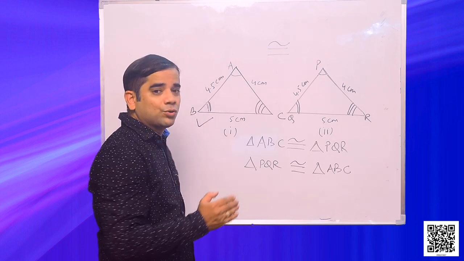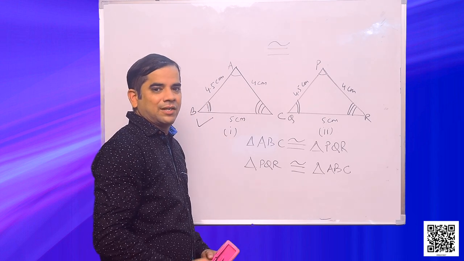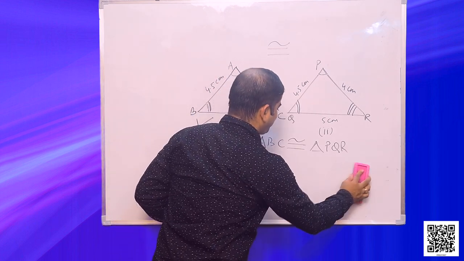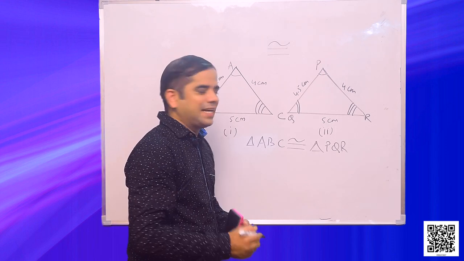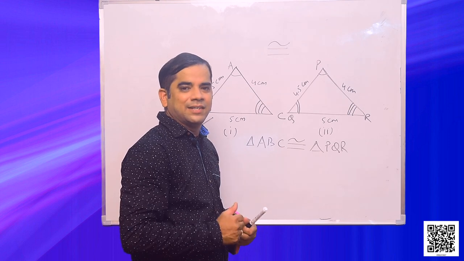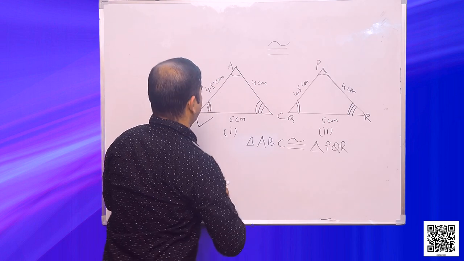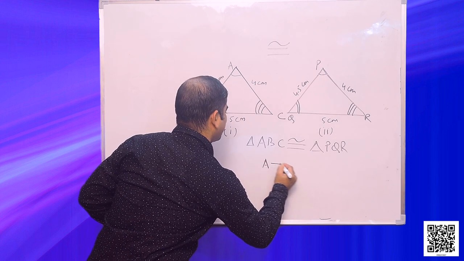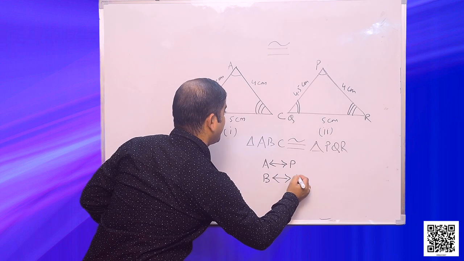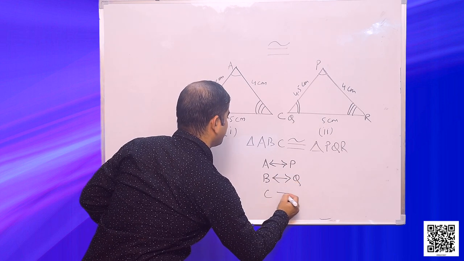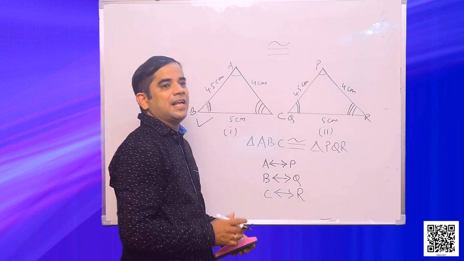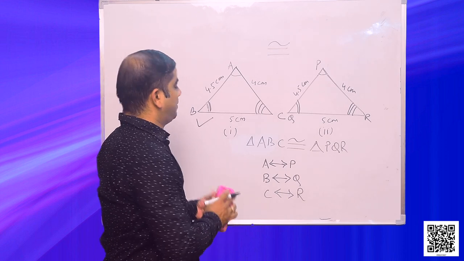So we have to maintain this sequence. That means we can say that these are corresponding sides and corresponding angles. Okay. So in this case, A corresponds to P, B corresponds to Q, and C corresponds to R. So if I change the sequence, the representation of congruency will be wrong.